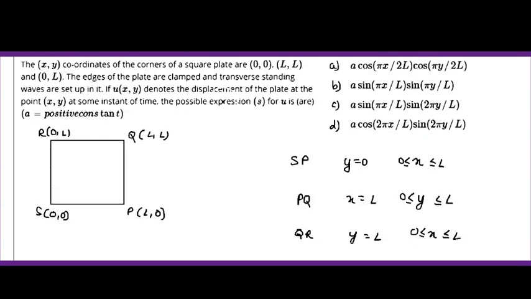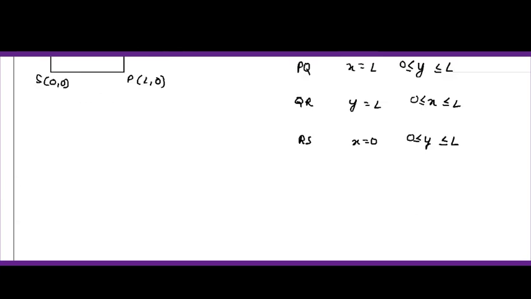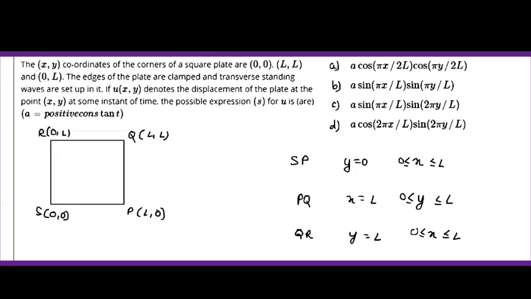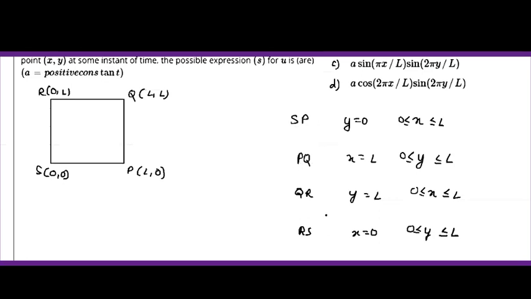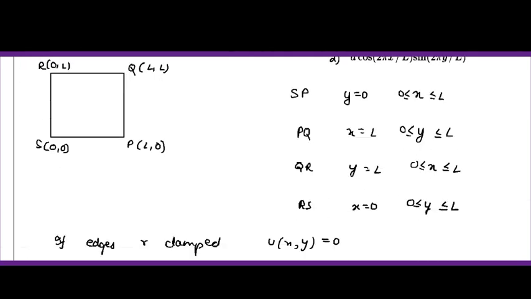Now, this is the condition which is given, that the edges are clamped. If the edges are clamped, then the displacement at the clamped portion, at the edges, would be equal to 0. So we check each and every expression, for the edges SP, PQ, QR and RS, whether the displacement turns out to be 0 or not.